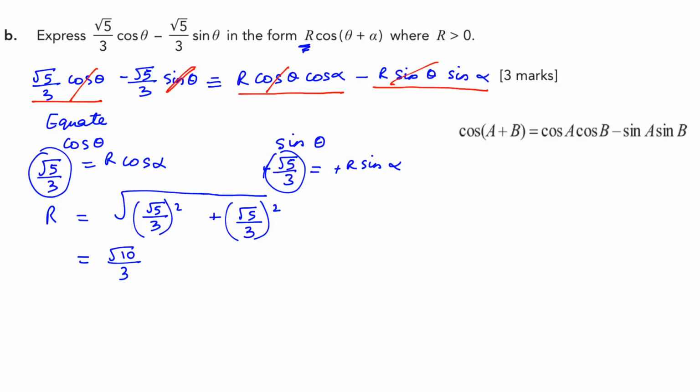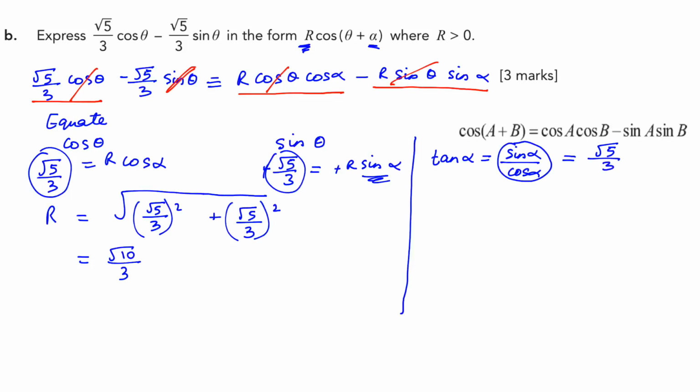Now we need to find alpha. To find alpha, you have to do tan alpha is equal to sin alpha over cos alpha. Again, you don't need to write this. This is just an explanation. What is your sin alpha? Square root 5 over 3. What is your cos alpha? Square root 5 over 3.